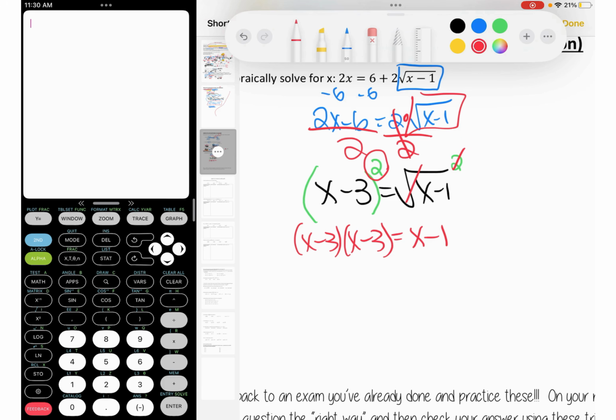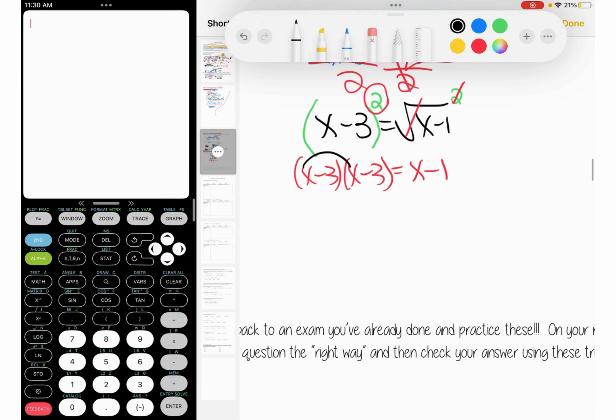Now, I need to multiply this out. It's x times x, which is x squared. I'm going to shortcut this. This is minus 3x minus 3x. When I combine them, I get minus 6x. Negative 3 and negative 3 is a positive 9.